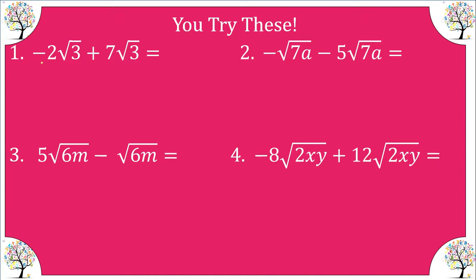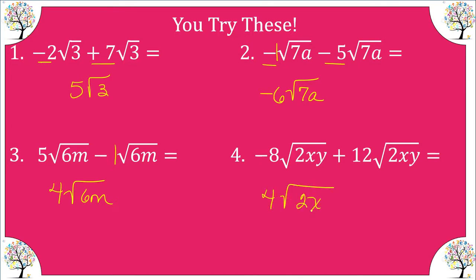Okay, number 1, we're going to combine -2 and 7. And so we have 5 roots of 3. We have an understood -1 and a -5. So that combined gives me -6 times the square root of 7a. We have a 5 times the square root of 6m, minus 1 times the square root of 6m. So altogether we have 4 square roots of 6m. In our last example, -8 plus 12 gives us 4 times the square root of 2xy.